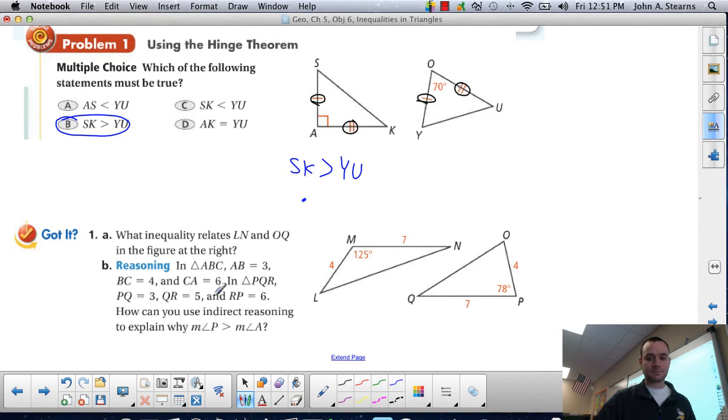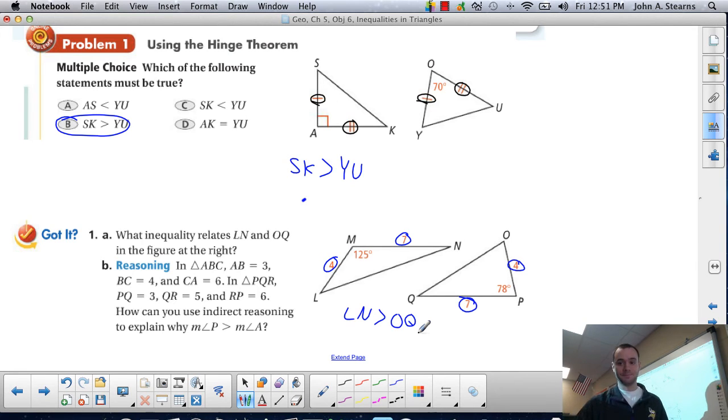Okay. Let's take a look at Got It question 1, part A. What inequality relates LN and OQ? Well, we have congruent sides here, this time not with markings, but with the lengths that are given there. We've got congruent sides. We've got non-equal angles, angles that are not equal to each other. 125 is larger than 78, so LN must be greater than OQ because LN is opposite the larger of the two angles. Okay, now that's the hinge theorem.